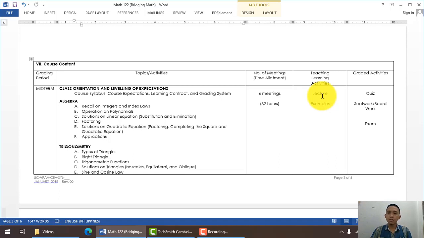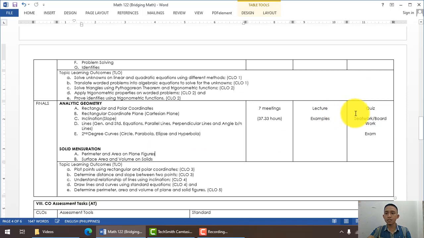Okay, so of course there will always be examples. And then how am I going to grade you? Okay, we will be having quizzes, seatworks, board work, or since we are not here face to face, we will not be having board work. Instead, we will be having assignments and seatworks. Okay, quiz, assignment, seatworks, and of course your exam. So that's the same in your finals: quiz, assignment, seatworks, and then exam. That is how I will grade you.